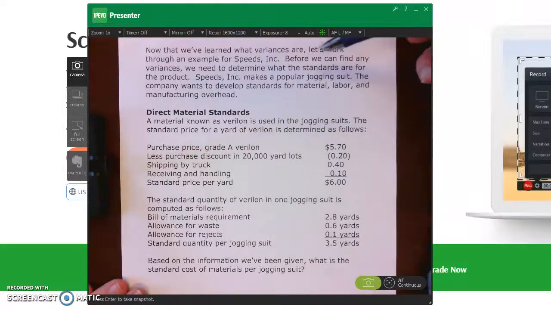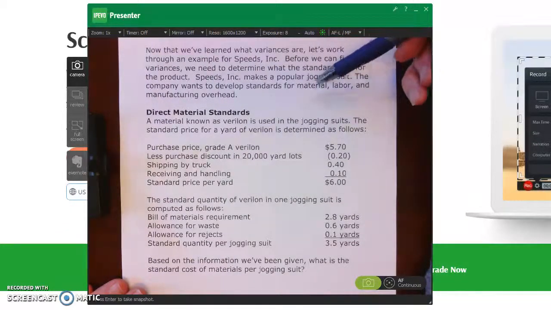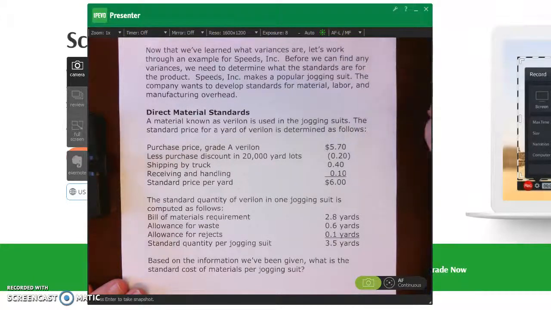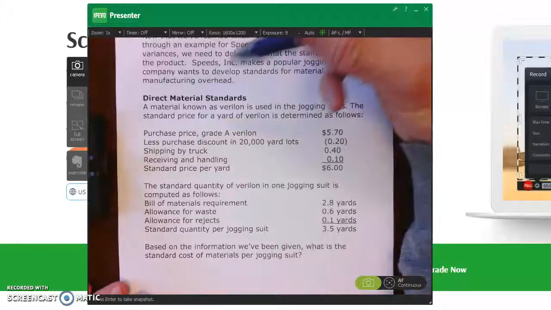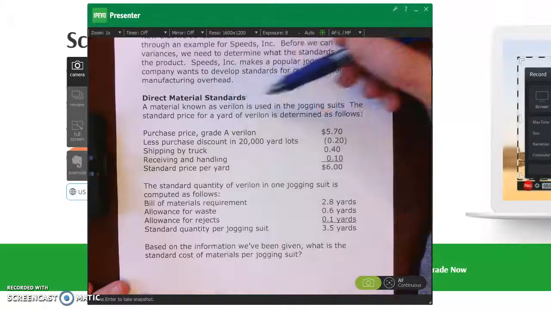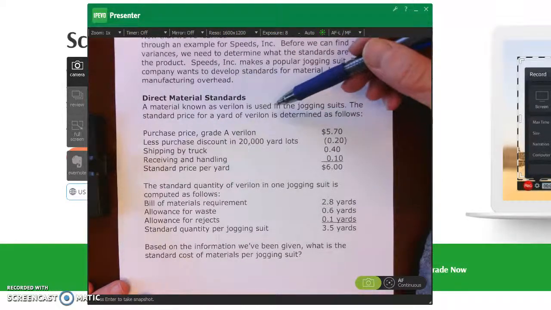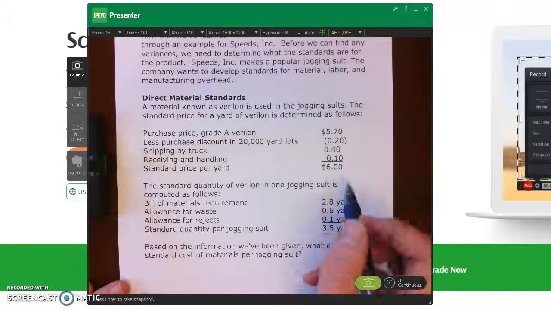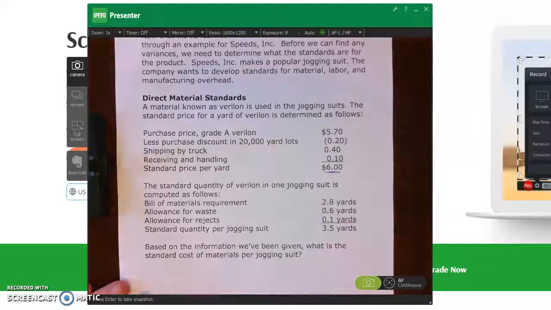Okay. So let's take our company right over here. It's Spees Incorporated, and they make a jogging suit. And they want to develop standards for materials, labor, and manufacturing overhead. So it says right over here, a material known as Verilon is used in a jogging suit. The standard price for a yard of Verilon is as follows. So here's the standard price per yard. It costs them $6 to purchase this from a supplier.